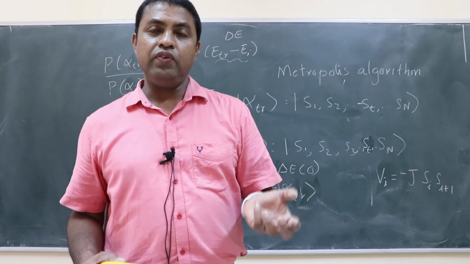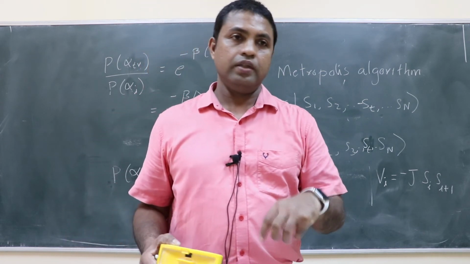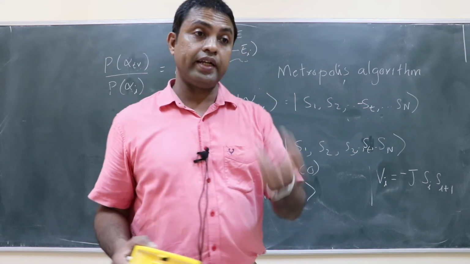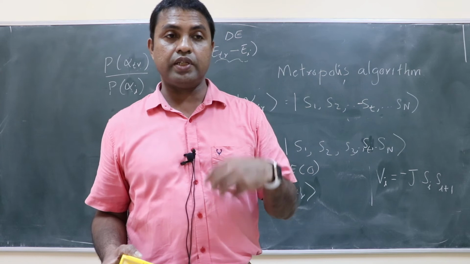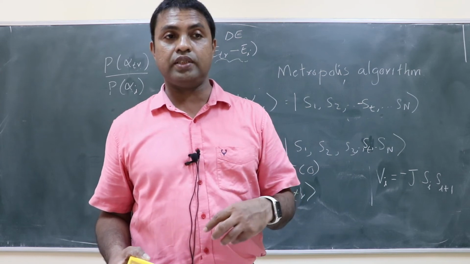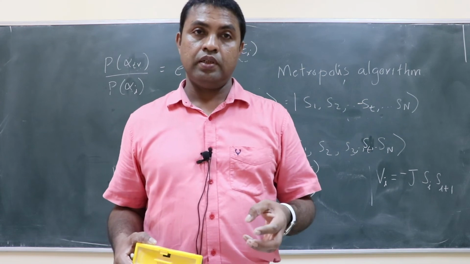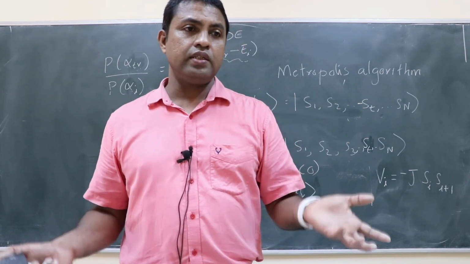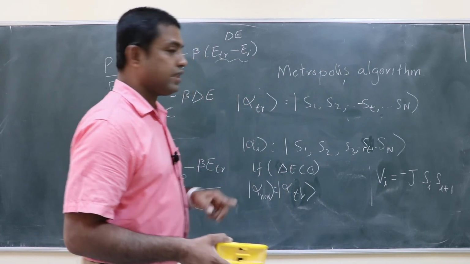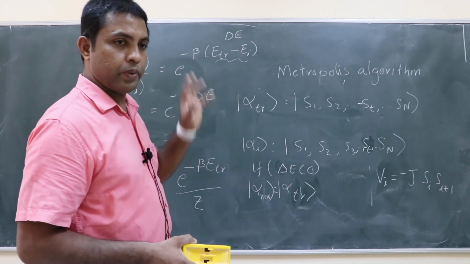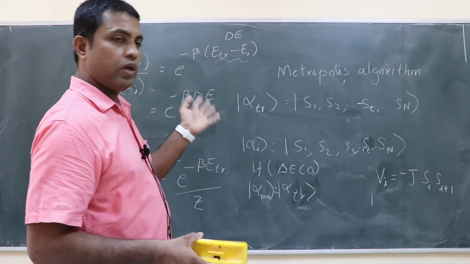So even if the new configuration has a higher energy than the previous configuration, you should also accept that with some probability. Okay, so how do you decide that probability? That is basically the Metropolis algorithm. This is actually one way of doing this problem. Okay, so it's called the Metropolis algorithm.